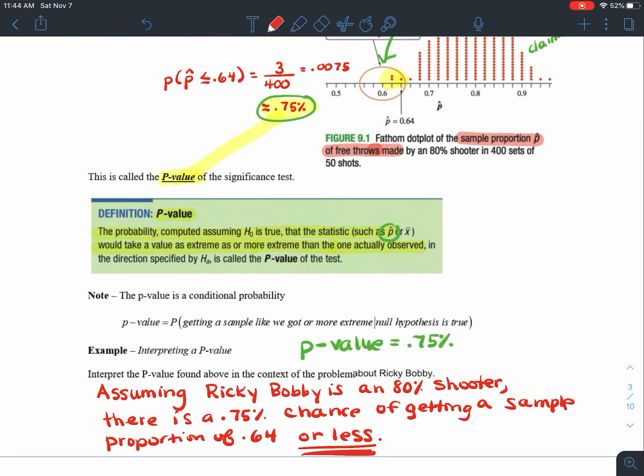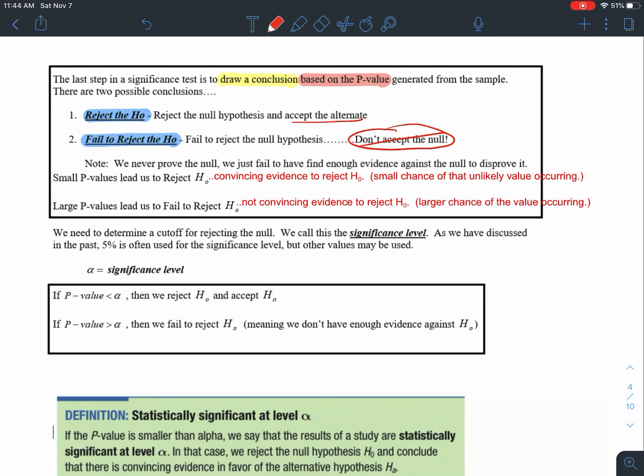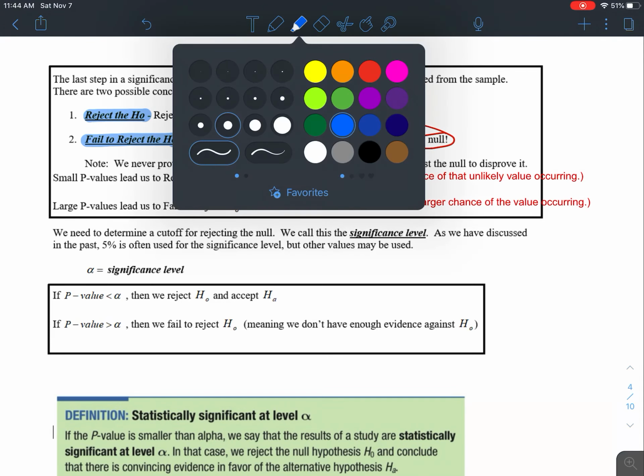The final step in a significance test is for you to draw your conclusion, and you're drawing your conclusion based on the p-value that you're getting from your sample. Okay, and we have that set up there. Our p-value from our simulation was 0.75%. Now here are your two possible conclusions. You could either reject the null hypothesis, which means you're actually accepting the alternative, or your other conclusion is that you fail to reject the null hypothesis. Please note that under no circumstances do we ever accept the null hypothesis.